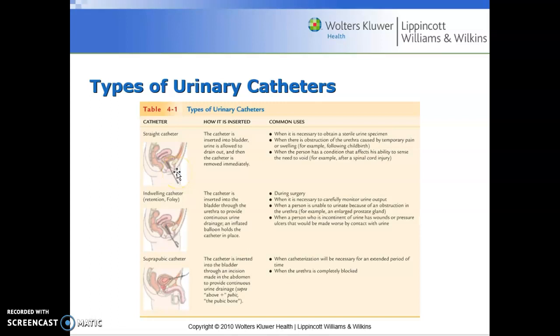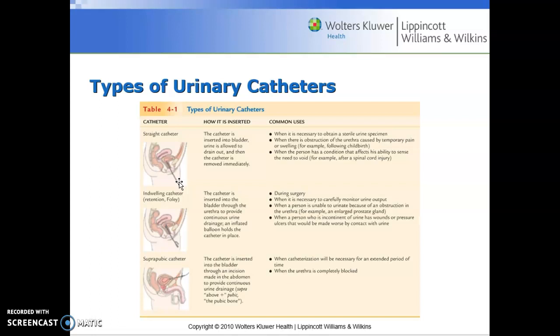We use the straight catheters when we are collecting a sterile urine, or if there's an obstruction in the urethra causing temporary pain or swelling and the urine is unable to flow freely from the bladder, or when a person has a condition that affects the ability to sense the need to void. So basically, the bladder is filling up with urine, but it's not expelling out through the urethra.